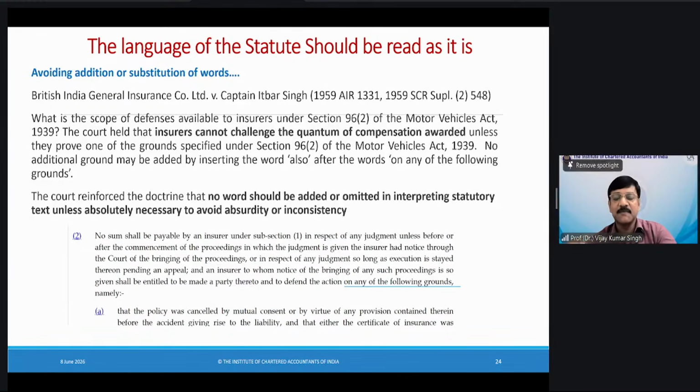So you can see here, this is the law. At the bottom, you can read the law. It is saying no sum shall be payable so and so. And toward the end, it is saying to defend the action on any of the following grounds. Now here the grounds are specified. If there are 5 grounds, you can have only those 5 grounds. You cannot have a sixth ground by using the word also. So the court reinforced the doctrine that no word should be added or omitted in interpreting statutory texts unless absolutely necessary to avoid absurdity or inconsistency. So this is the literal rule. That means you interpret as written in the text.